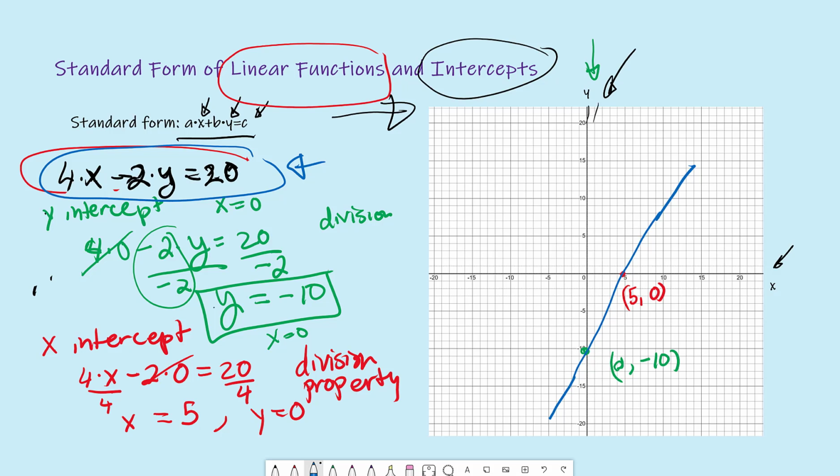So we reviewed the standard form of linear functions. We found our intercepts, which are the points where the graph of the function intercepts both axes. We find this by equating x and y to 0. And then we use these 2 points to graph the linear function.